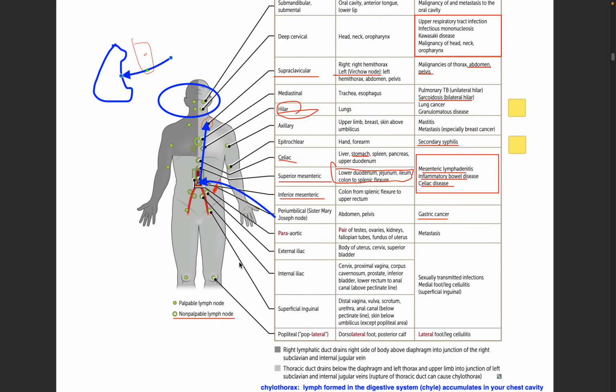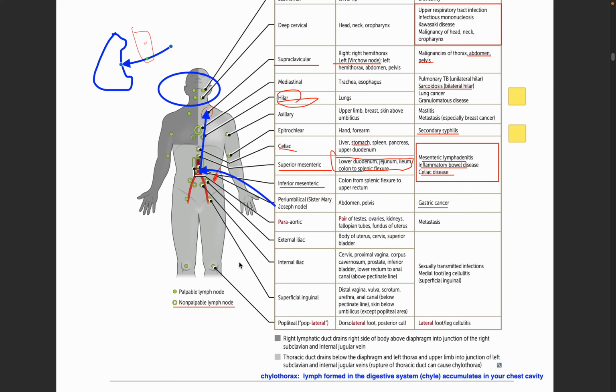Okay. Then comes another important lymph node, which is the para-aortic lymph node. Can you see that para is written in red color? It is written in red color because the First Aid author wants you to understand that these pair of testes and para-aortic sound kind of the same, pair aortic or para-aortic. That means you have to remember that para-aortic are the lymph nodes which are just around the aorta.